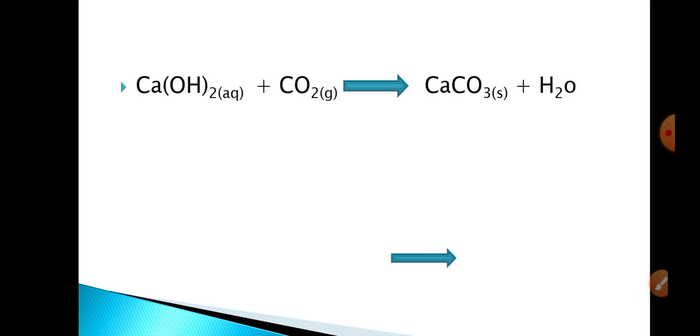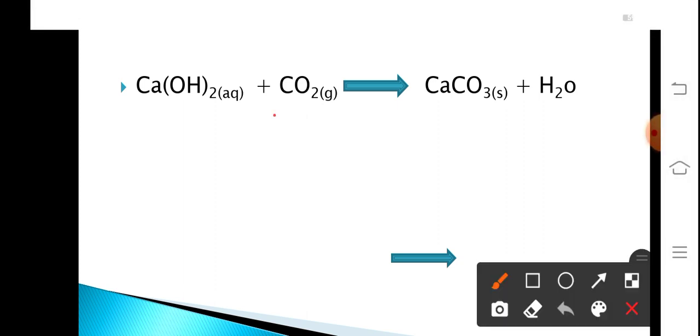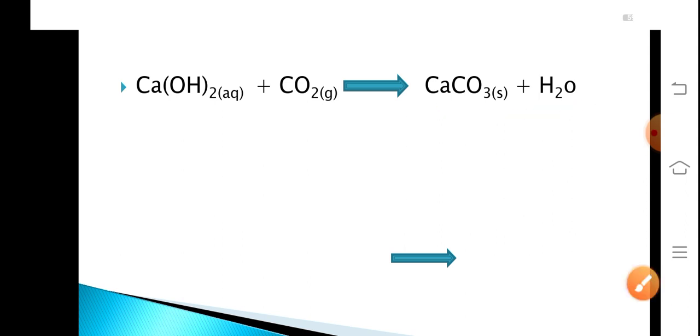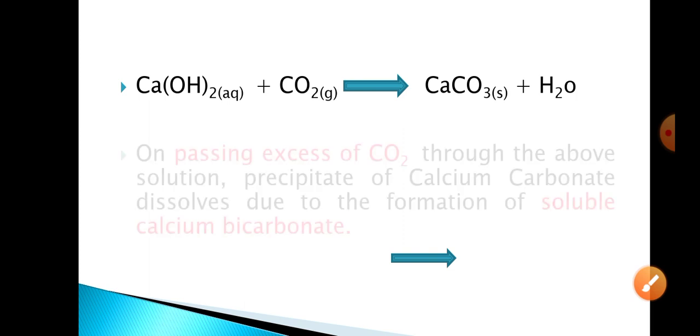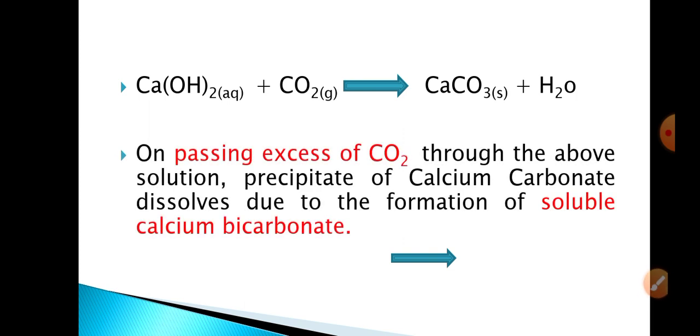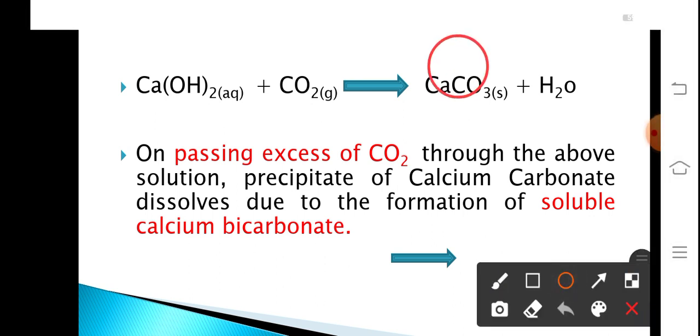So what will be the reaction of carbon dioxide with lime water? Lime water is calcium hydroxide. When CO2 is bubbled through it, what will happen? A precipitate of calcium carbonate is formed. But what happens when excess CO2 is passed through the above solution? In that case, we will not observe the presence of calcium carbonate. Instead, we will get some other product.